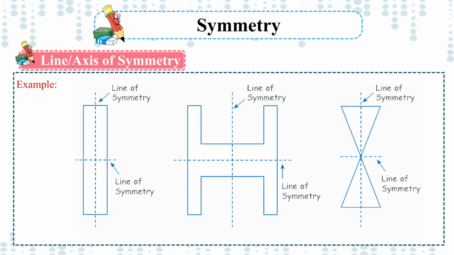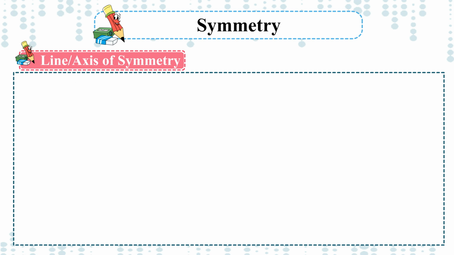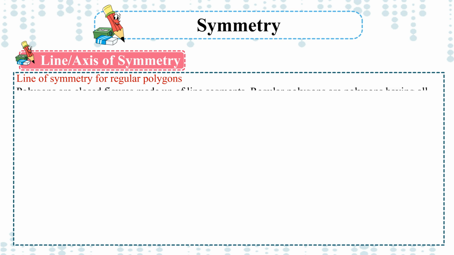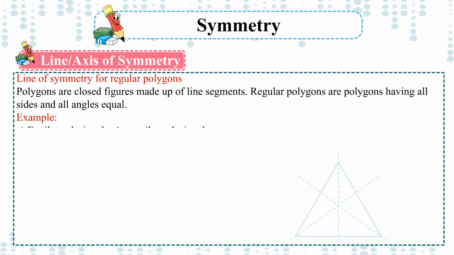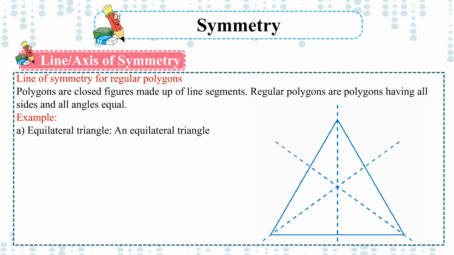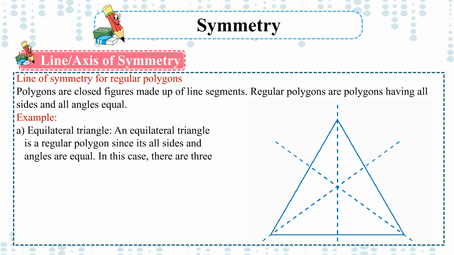Example: line of symmetry for regular polygons. Polygons are closed figures made up of line segments. Regular polygons are polygons having all sides and all angles equal. Example: A. Equilateral triangle. An equilateral triangle is a regular polygon since all its sides and angles are equal.